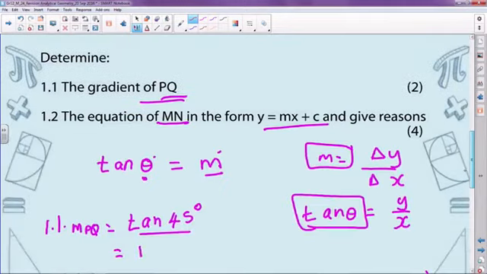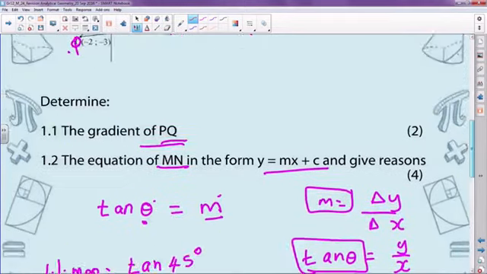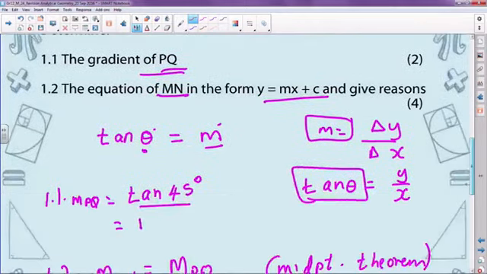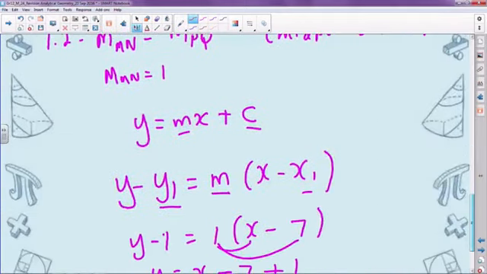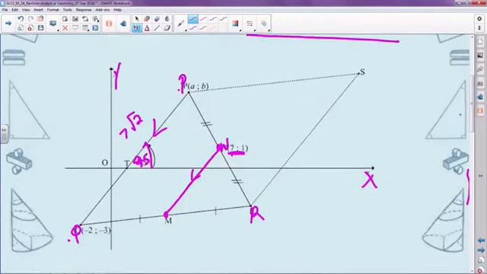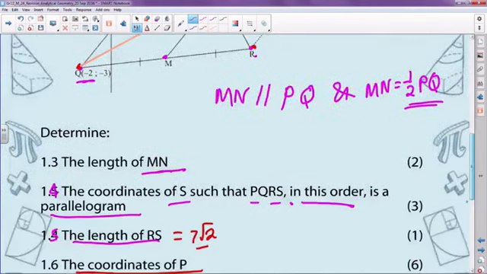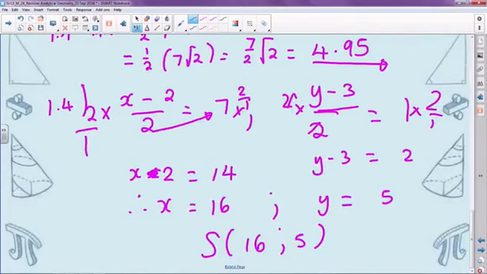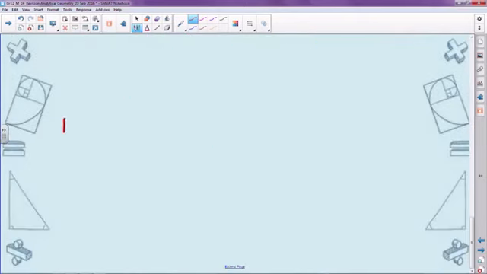We worked out the equation of the line MN, so it wasn't PQ. All right, so the line y is equal to x minus 6, and that was the equation of MN. Okay, so MN is not really going to help us, but PQ's gradient can help us. Remember, we know that the gradient of PQ was equal to 1. Okay, so let's go back here.